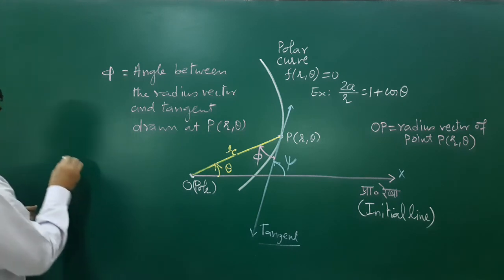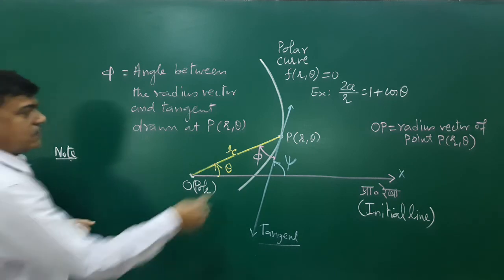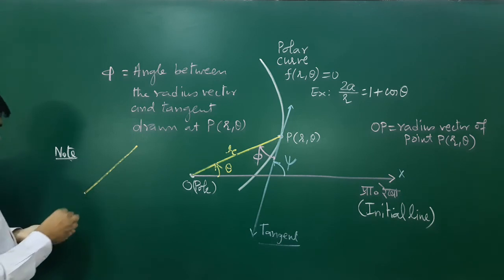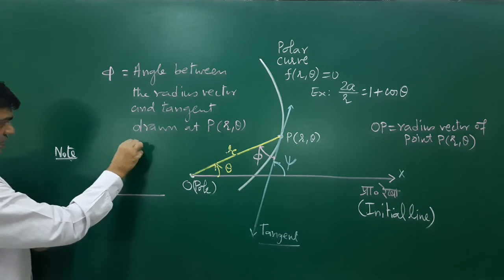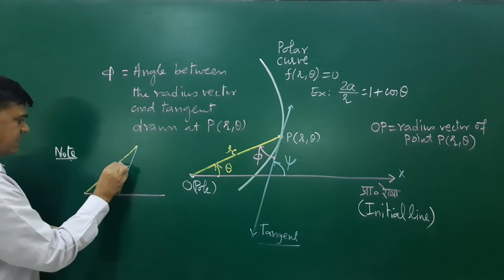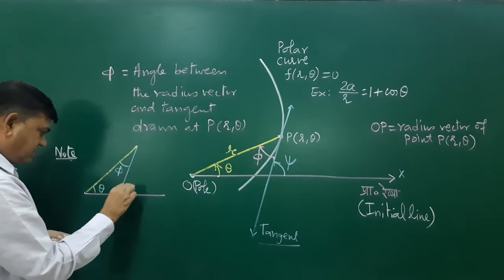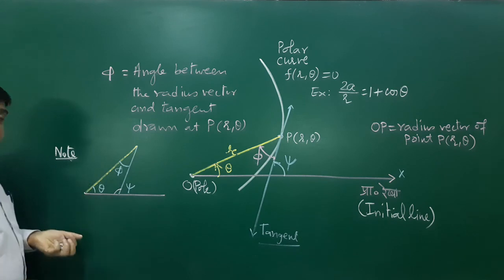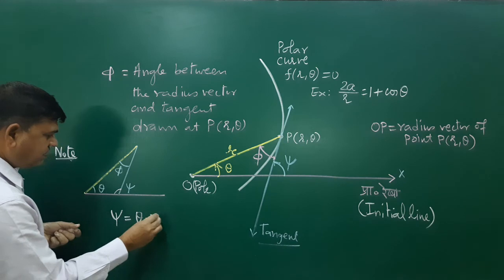Now look at this triangle. This angle is phi, this is theta, and this is psi. Okay, now this is a triangle. We know that psi equals theta plus phi.